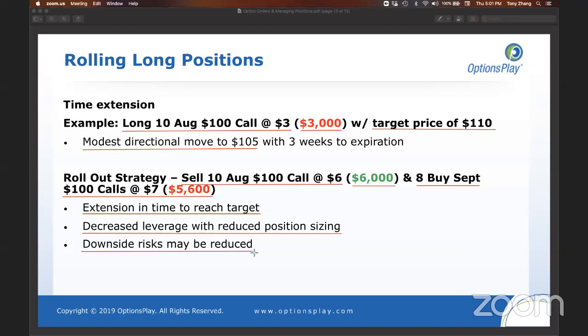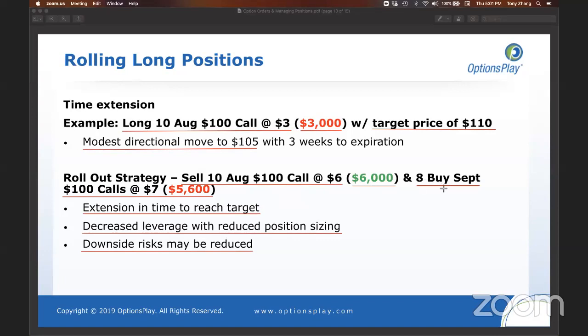You only want to buy the number of contracts where you're either even on the trade or you're slightly under the credits that you receive. So here I've chosen 8 contracts because that's just under the $6,000 that I received. I wouldn't want to buy 9 contracts because I have to spend more than the $6,000 that I'm receiving by selling those 10 August contracts.